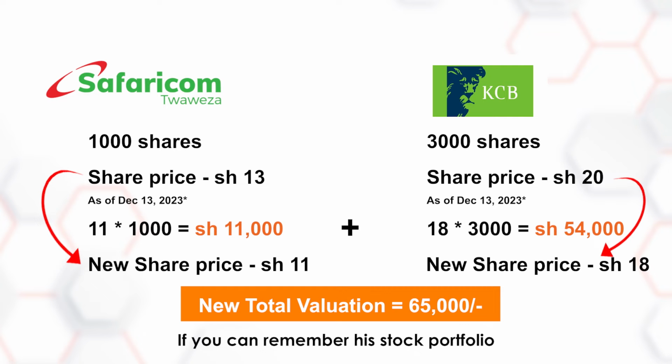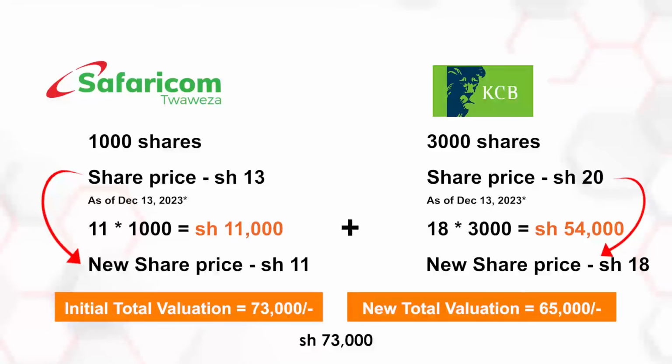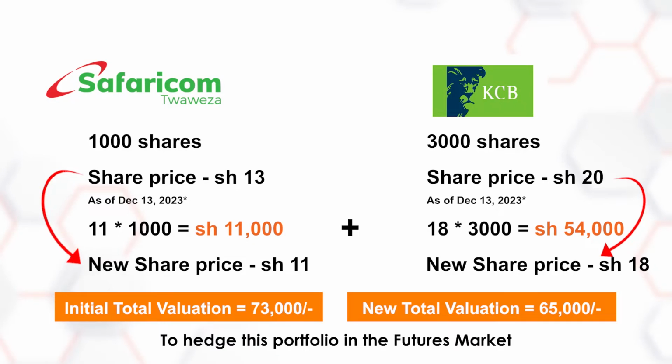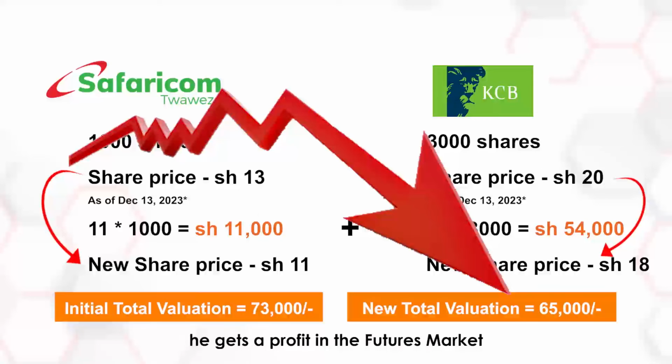If you can remember, his stock portfolio was initially valued at 73,000 Kenyan shillings. To hedge this portfolio in the futures market, he needed to take a short position on the equivalent single stock futures of the same value as that of his stock portfolio. This means that when the price of Safaricom and KCB fall, he gets a profit in the futures market, which offsets the loss on the stock portfolio.